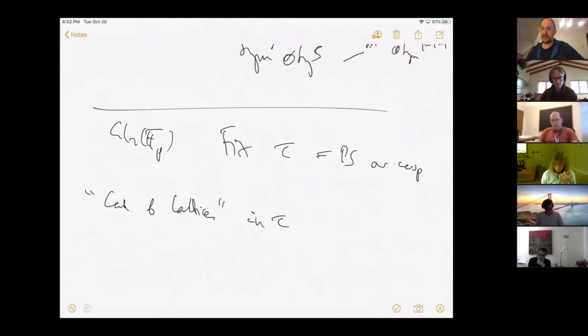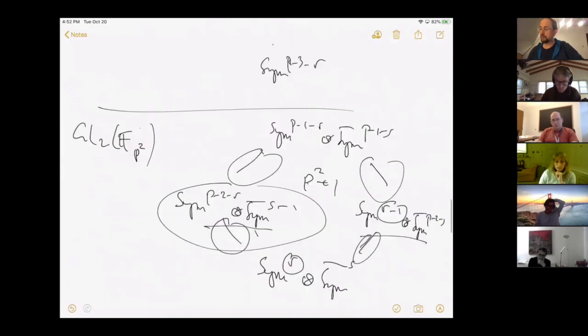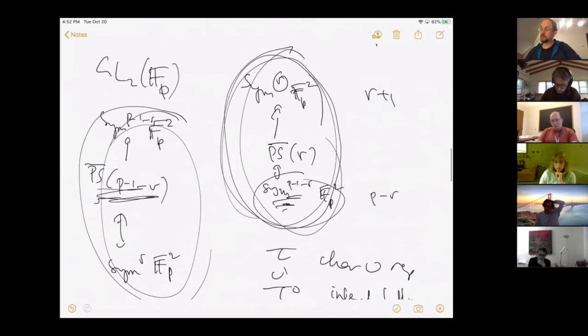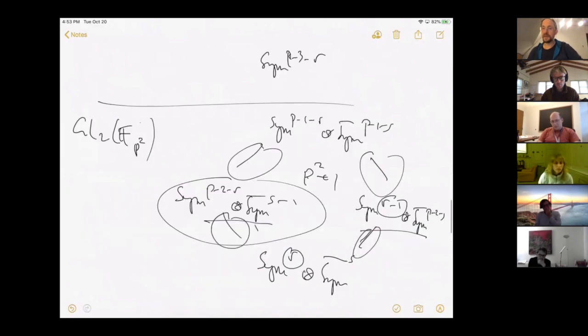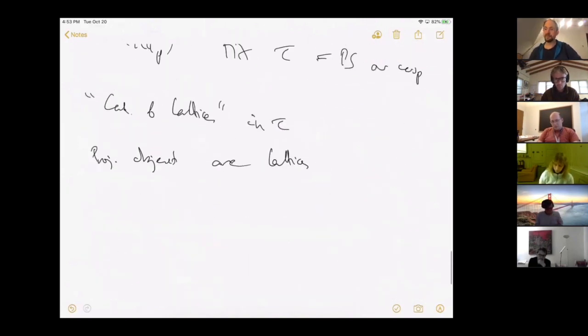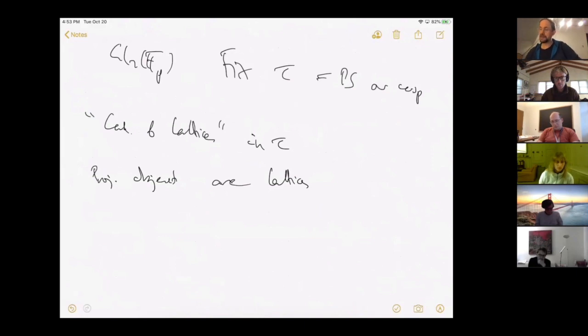That has projective objects. Before I say what the projective objects are, I should say what the simples are. The simples will just be the simple reps that appear as subquotients of this particular type. So that will be, in the principal series case, these two simples. And in the cuspidal case, it will be these two simples. So there'll be two simple objects in this category of lattices. And each of those will have a projective cover. And what will that projective cover be?